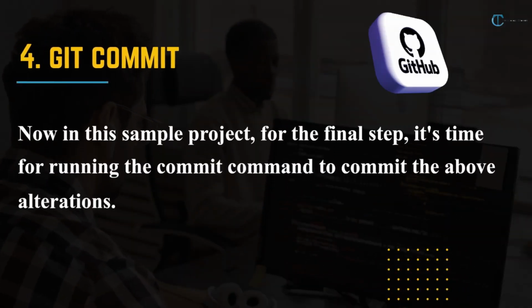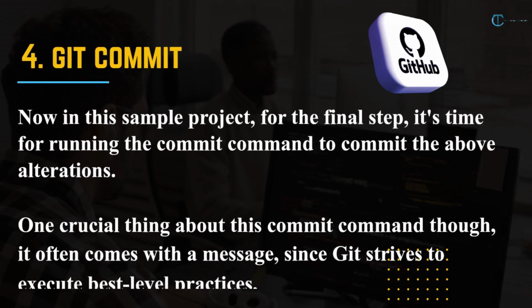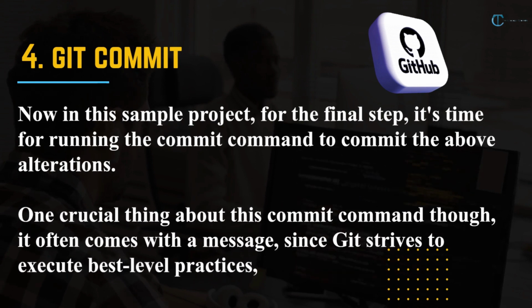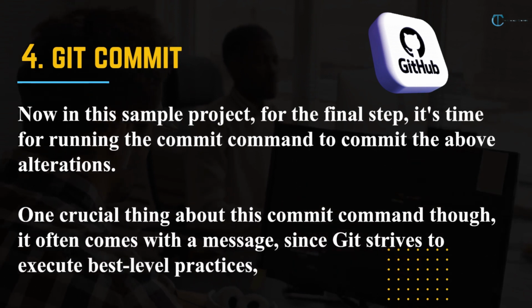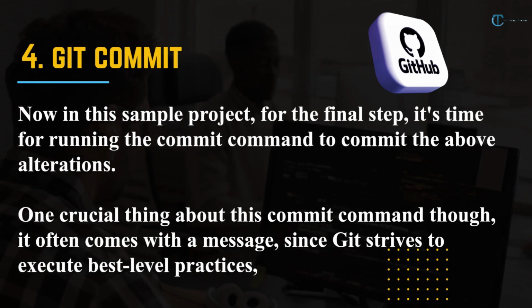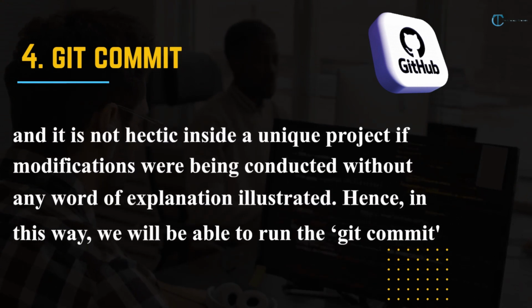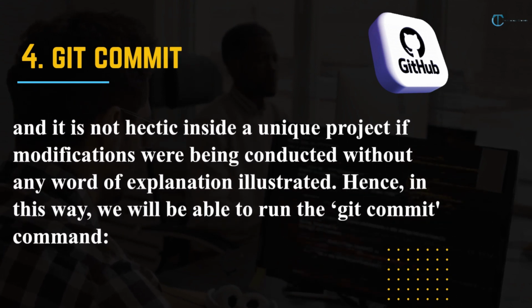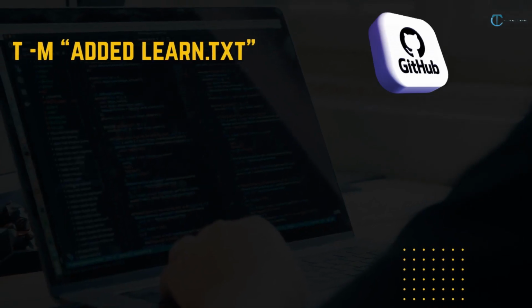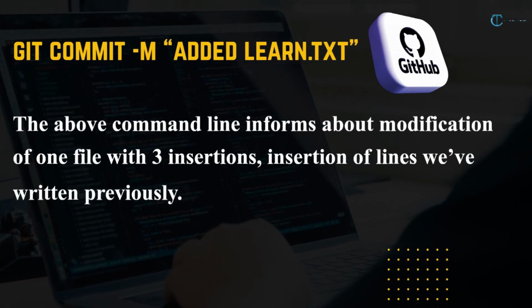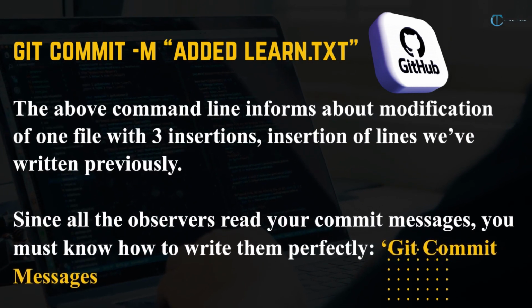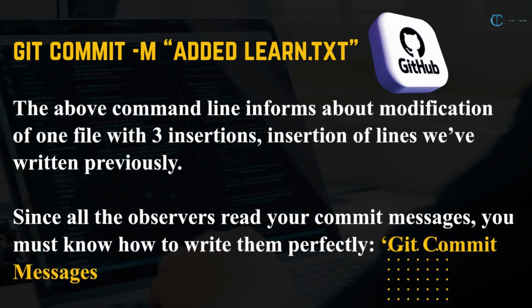4. Git commit. Now in this sample project, for the final step, it's time to run the commit command to commit the above alterations. One crucial thing about this commit command is that it often comes with a message, since Git strives to execute best practices, and it is not ideal inside a project if modifications are conducted without any explanation. Hence, we run the git commit command: git commit -m added learn.txt. The above command line informs about modification of one file with 3 insertions, the lines we've written previously.